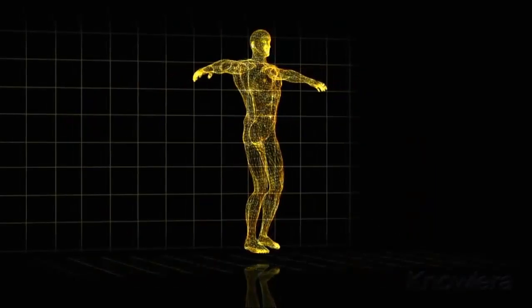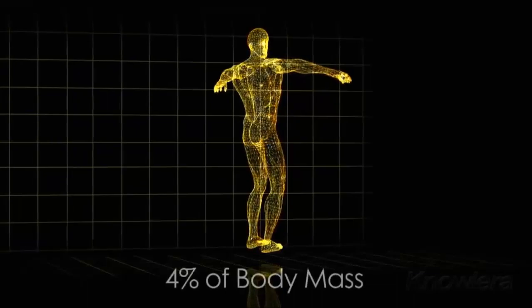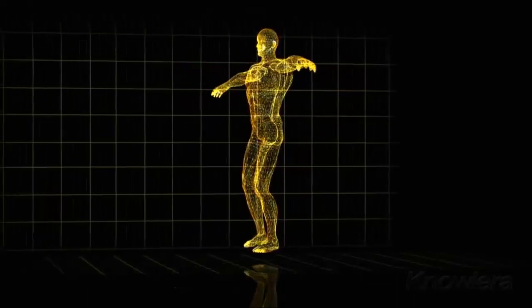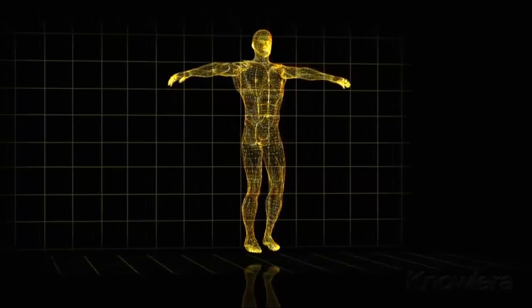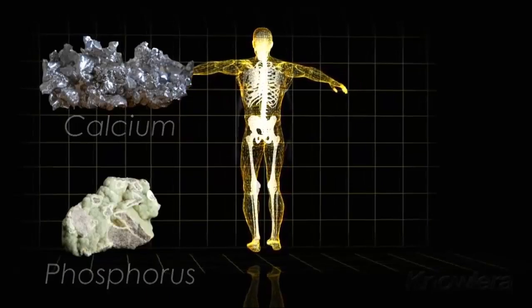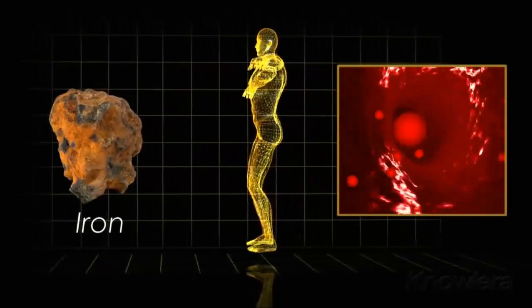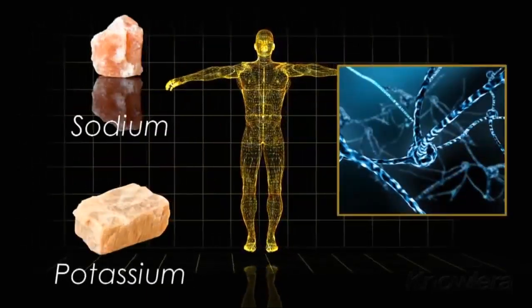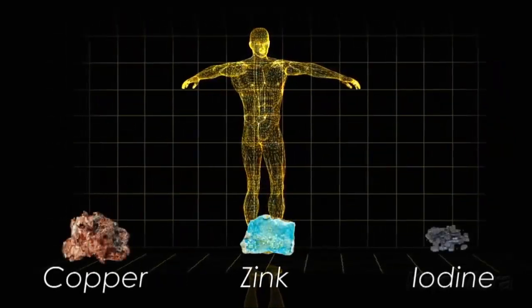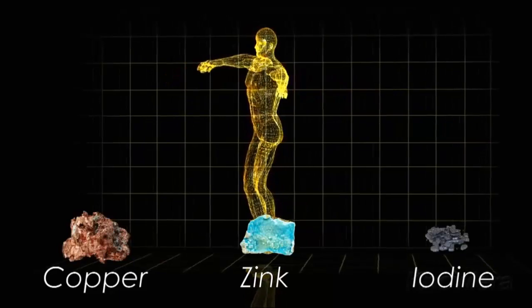Minerals don't just make up the earth, they also make up about 4% of your body mass. Because minerals can't be made by the body, it's important that we get them in our diet. Some of the more important ones include calcium and phosphorus, important for bones and teeth, iron, essential in red blood cells, and potassium and sodium, required for healthy nerve cells.